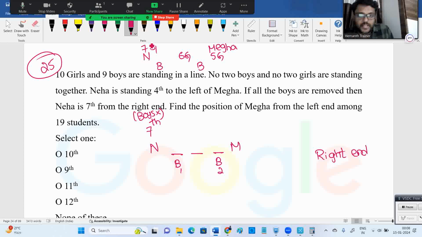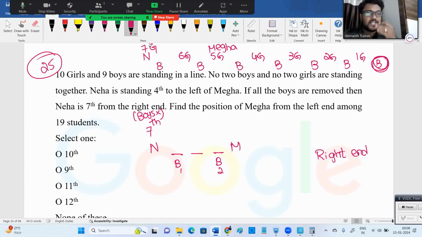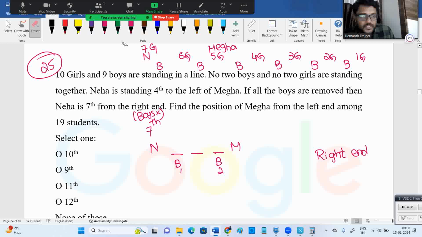And here there is a boy, and here we have a girl, again boy, here girl, again boy, here girl, again boy, here girl. Maybe here a boy is there or not is a question mark. After this, because boys removed, here a boy is there. Our right side starts with a girl. Here 10 girls means definitely boys and girls alternate. We have to start with a girl only. Ending with a girl only is possible. Starting with a girl and ending with a girl.